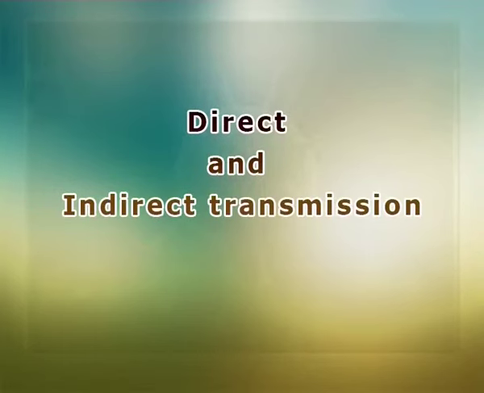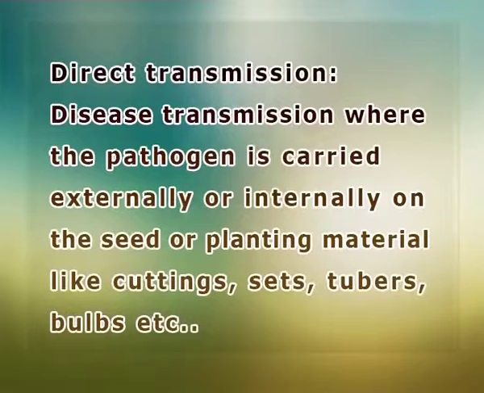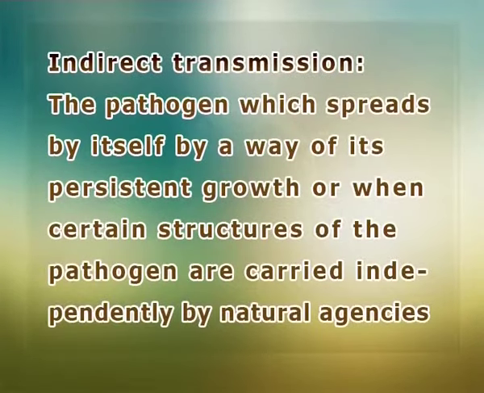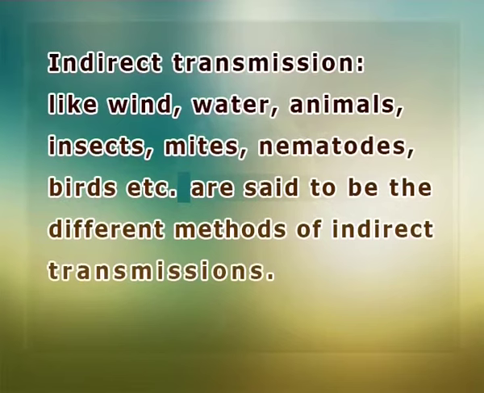Direct and indirect transmission. Disease transmission can also be classified as direct transmission, where the pathogen is carried externally or internally on the seed or planting material like cuttings, sets, tubers, bulbs, etc. Indirect transmission is where the pathogen spreads by itself by way of its persistent growth, or when certain structures of the pathogen are carried independently by natural agencies like wind, water, animals, insects, mites, nematodes, birds, etc. These are the different methods of indirect transmission.